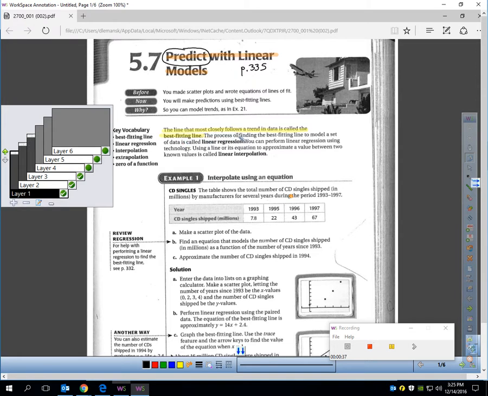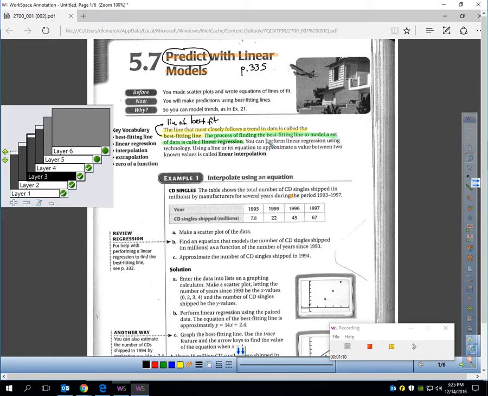Now, the line that most closely follows a trend in data is called the best fitting line. Yet in the last video in 5.6, we called that the line of best fit. So that's the same. They call it best fitting line here, but line of best fit and best fitting line mean the same thing. We practiced writing those and drawing those in our homework in 5.6. Remember, when you draw a line of best fit, you want half the points to be above that line and half to be below if there's correlation.